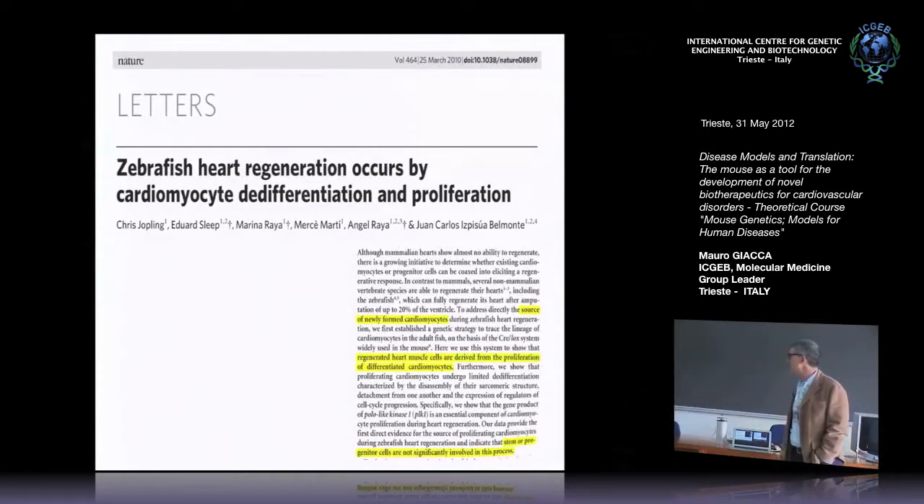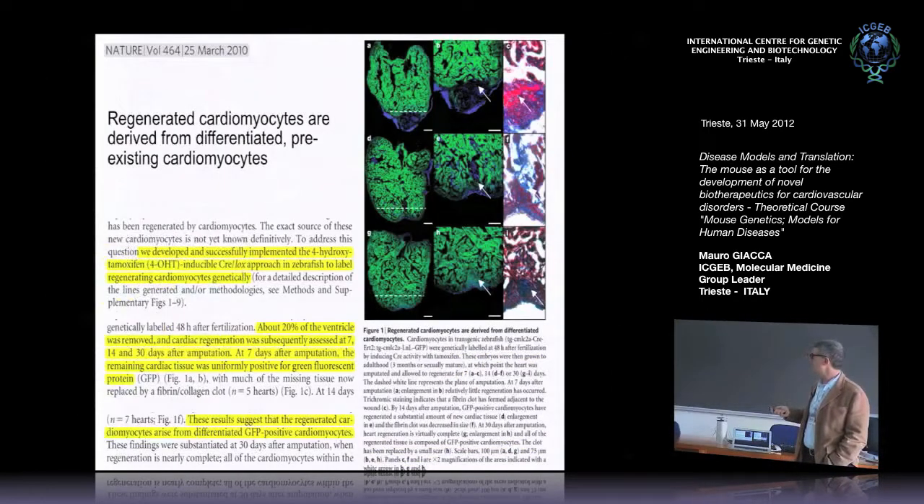And the result was really clear-cut. When you remove 20% of the ventricle, you see complete cardiac regeneration, and all the cardiac tissue that is regenerated is labeled as were labeled the differentiated cardiomyocytes before. So the result is very clear-cut. Heart regeneration in zebrafish comes from already existing cardiomyocytes.